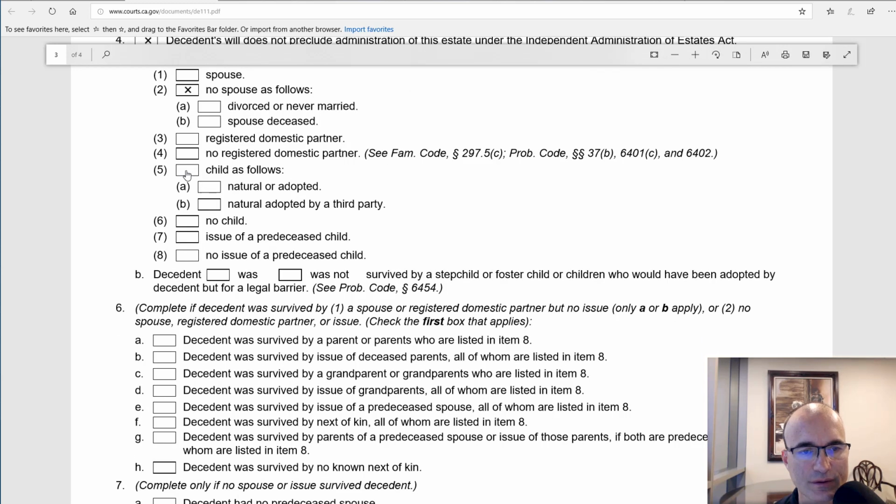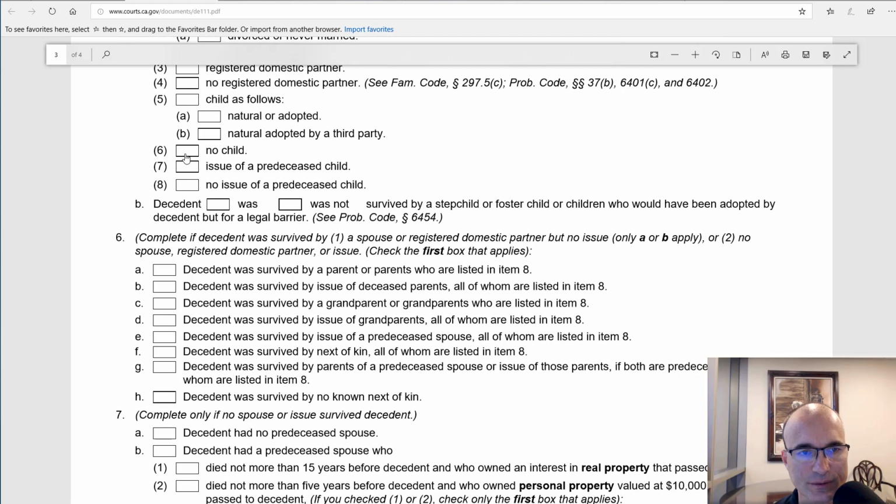And then you have to say whether there were children. So there's a child. Are they natural or adopted? Natural, adopted by a third party. No child. You really have to stop and think about each of these questions when you answer them. So if you have one or more children, you can just click that box. You don't have to click any of these others. But if you have no child but issue of a predeceased child, which would be grandchildren, then you would click down here in number 7.